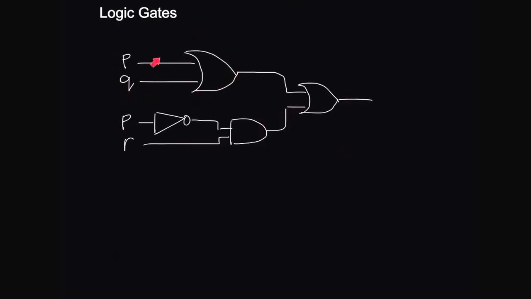Here, you're feeding P and you're feeding Q into an OR gate. So clearly, it's going to be P or Q. That's going to be that part, okay?